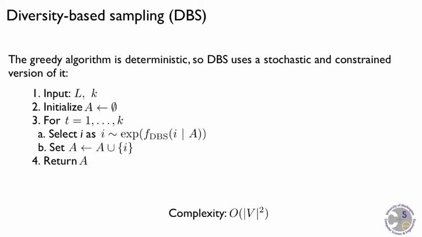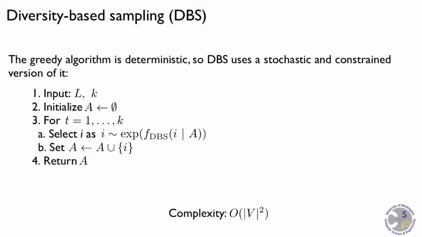The greedy algorithm itself is deterministic, but we want a stochastic version of it so that we can draw multiple samples from some joint distribution. Using the exponential function ensures that we may select an item with negative gain, albeit with low probability. The overall complexity of this algorithm is squared in the cardinality of our ground set, as opposed to cubic for DPP sampling.